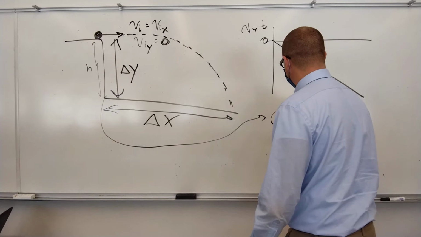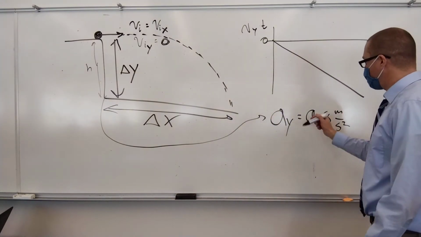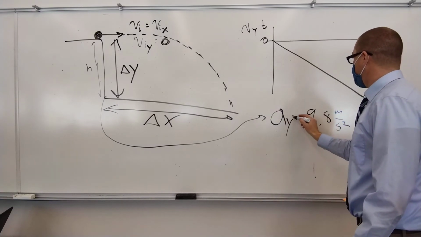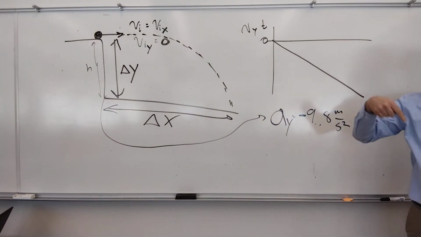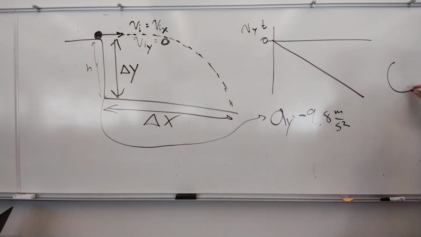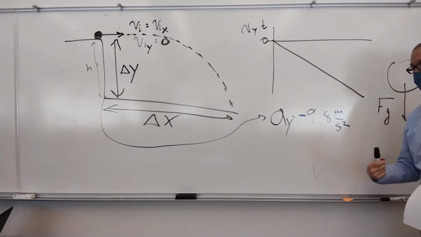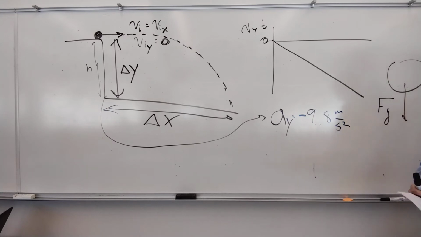Acceleration in the y direction is 9.8 meters per second squared. Usually we make it negative 9.8 because it's accelerating down. Remember, it's the force of gravity that's providing this acceleration. So that's going to pull it down at a rate of negative 9.8 meters per second squared.